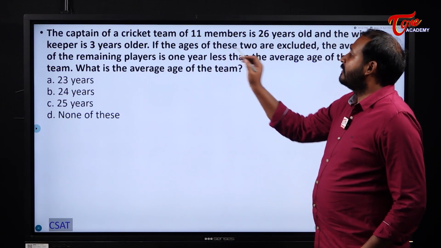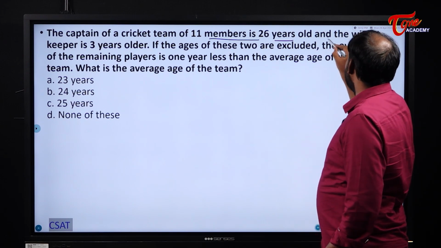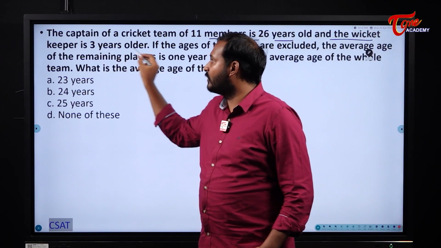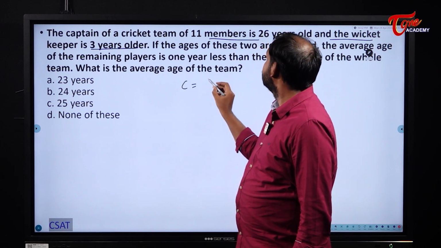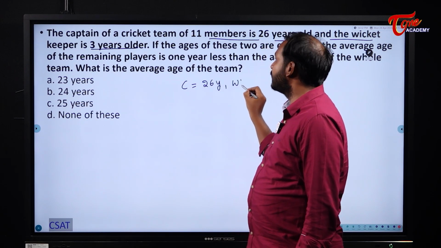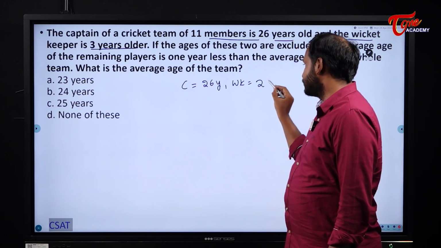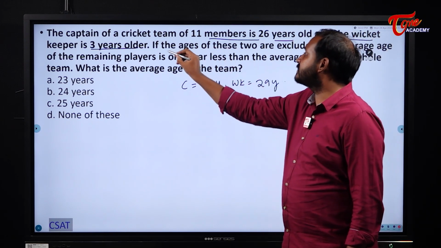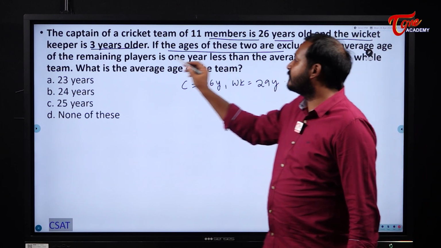The captain of a cricket team of 11 members is 26 years old and the wicket keeper is 3 years older. That means the captain's age will become what? 26 years. When it comes to the wicket keeper, his age became what? He is 3 years older than the captain, right? So 29 years.